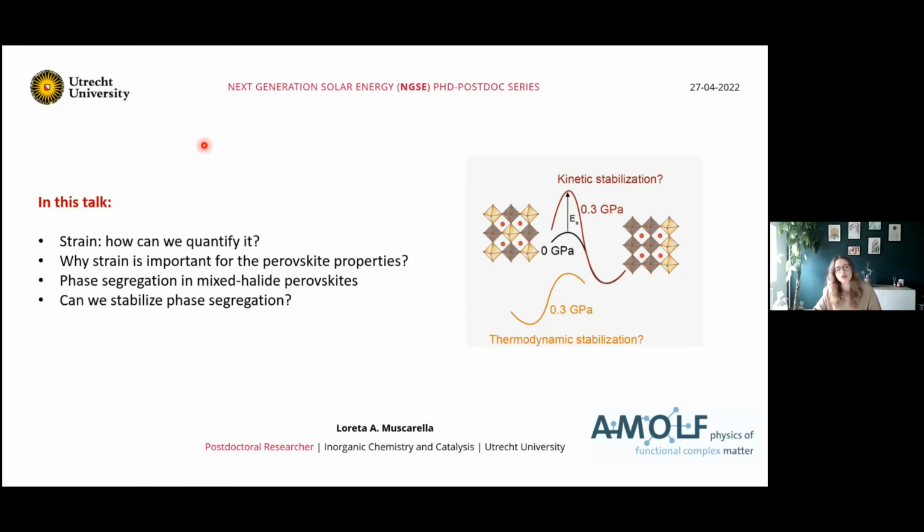So during my talk, what I will discuss is essentially what is strain, so how we can induce strain in perovskite and how we can quantify this strain, but also why this strain is important for this material and for its properties. And then I will jump into the phase segregation, which is a phenomenon that is very common in mixed-halide perovskites, and then I will show you how we can stabilize this phase segregation by playing with strain.